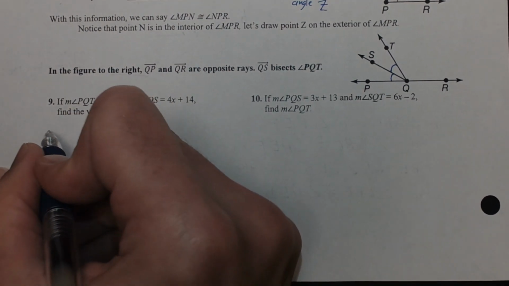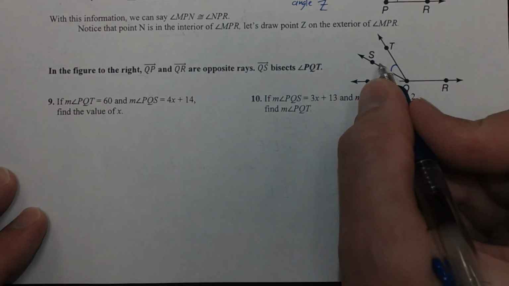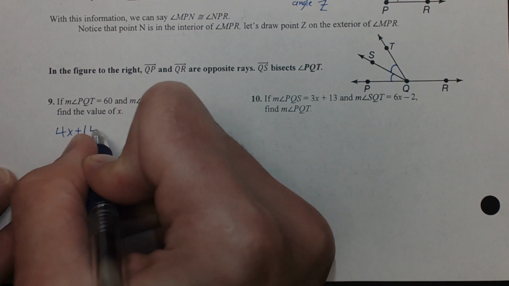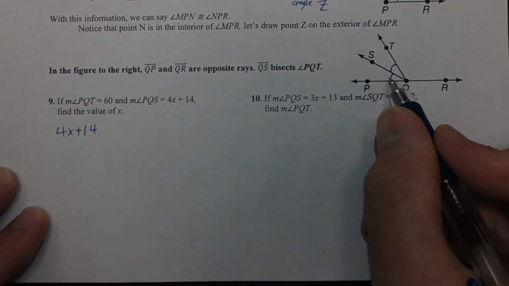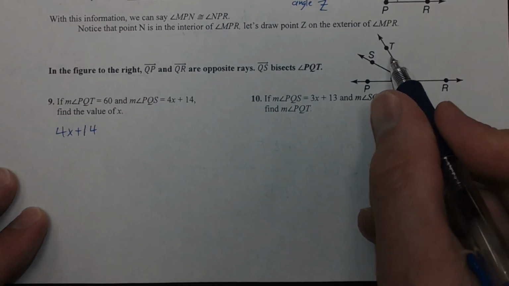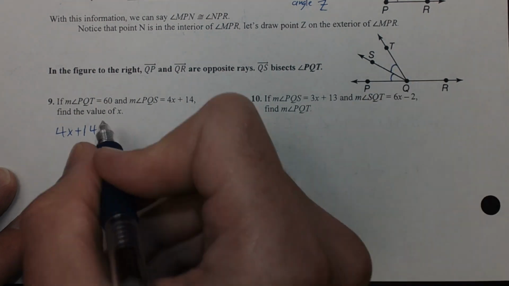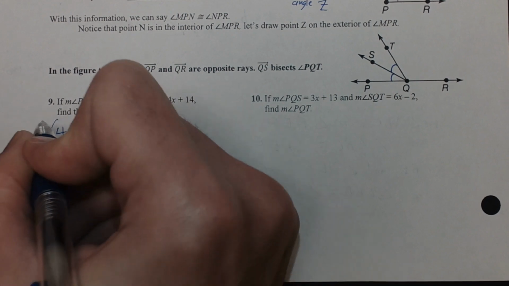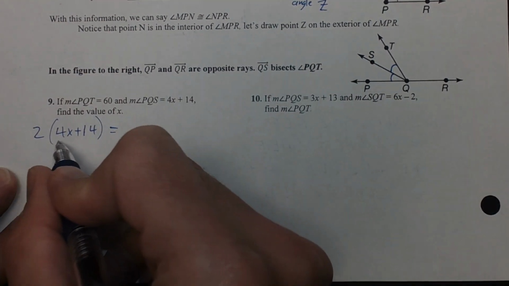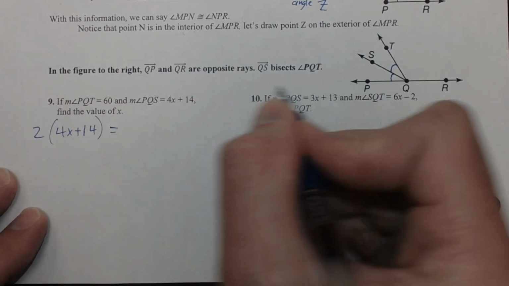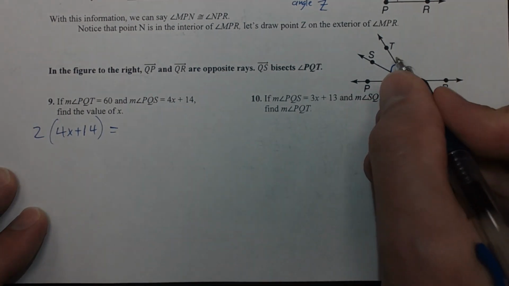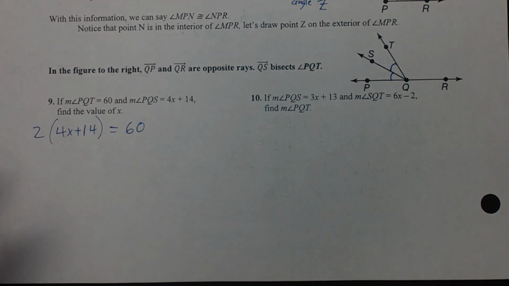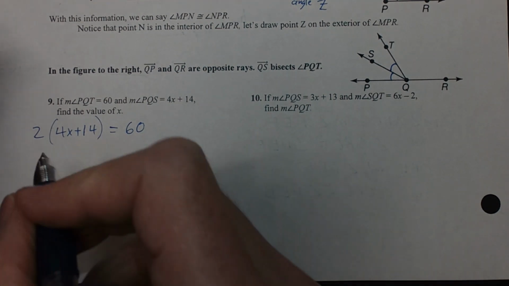So we can say that smaller angle, PQS, had a measure of 4x plus 14. If I were to double the size of that smaller one, I would get the size of the bigger one. So I'm going to do that. Double the smaller angle, so I'm going to double 4x plus 14. And that gives me the measure of the bigger angle, PQT, which was given as 60 degrees. So this is my equation that allows me to solve for x.